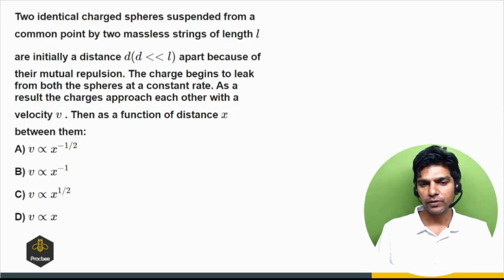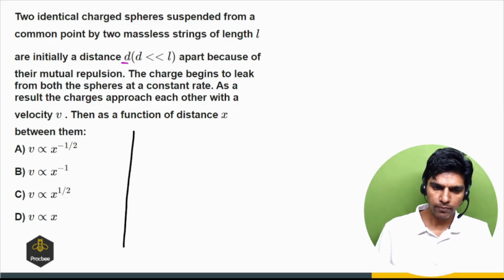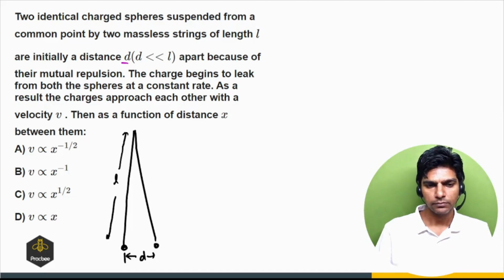Two identical charged spheres are suspended from a common point by two massless strings of length L and are initially a distance d apart, where d is very small in comparison to L. So let me just draw that. Something like this, right? This distance is d, and d is very small in comparison to the length of the string. The charge begins to leak from both the spheres at a constant rate, and as a result the spheres approach each other with a velocity v.